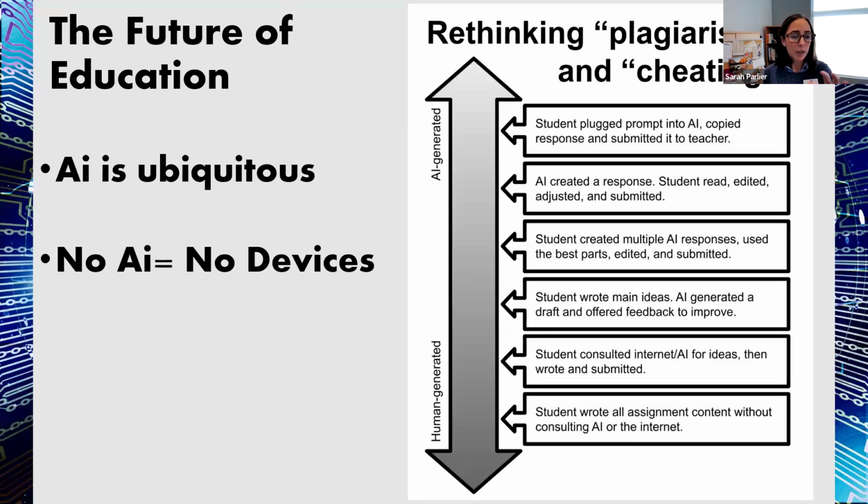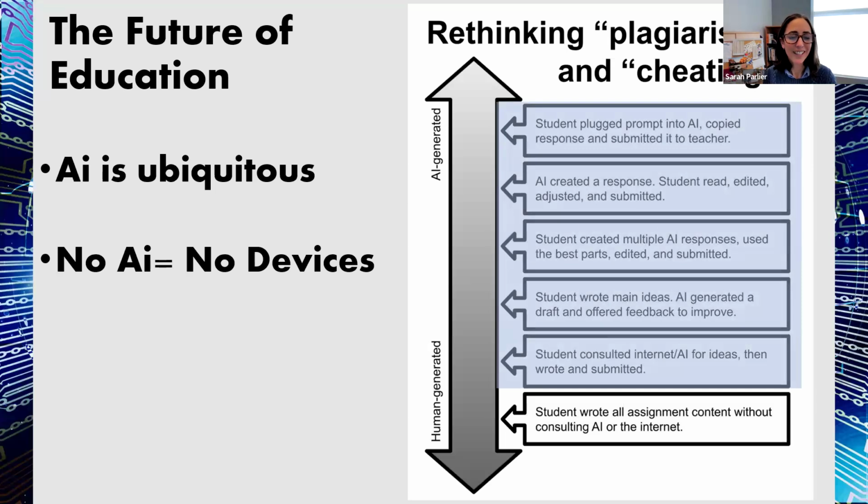This graph, if you take a quick look at it, was developed by Matt Miller, who has a book and a website called Ditch That Textbook. If you look at these five or six rows, there's only one row where there's no use of AI. We are already at a place where the only way that we can ensure that a student is using no AI whatsoever in any part of their learning is that they're not using any devices, because AI is already part of so many things.